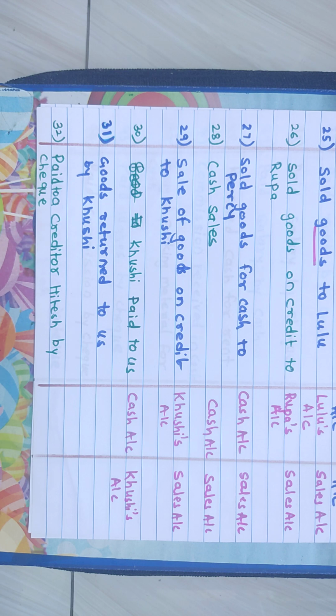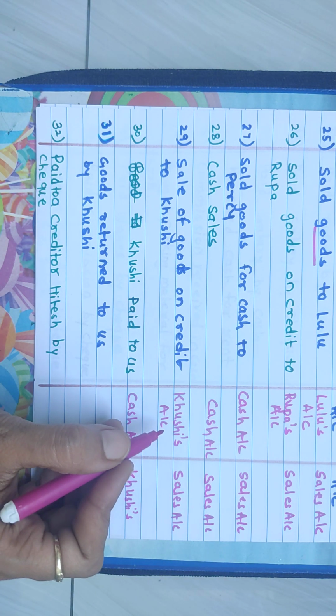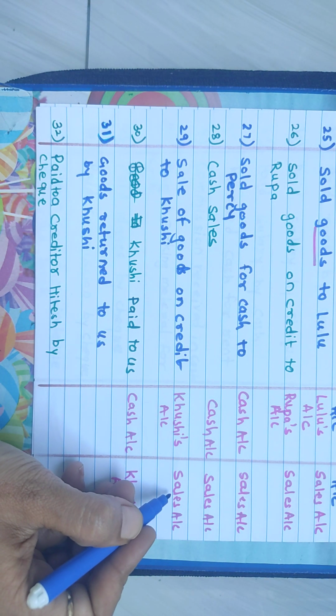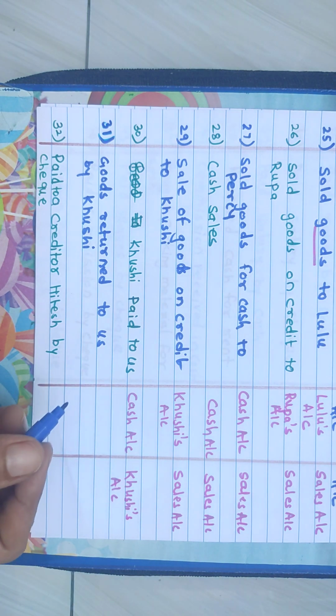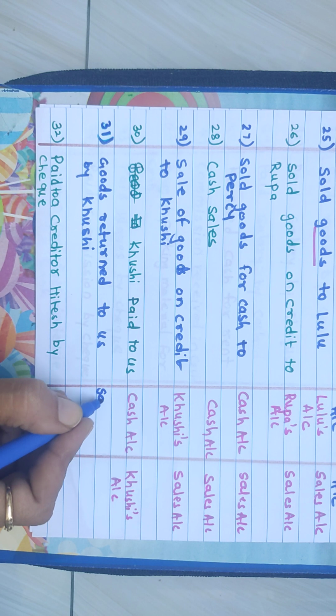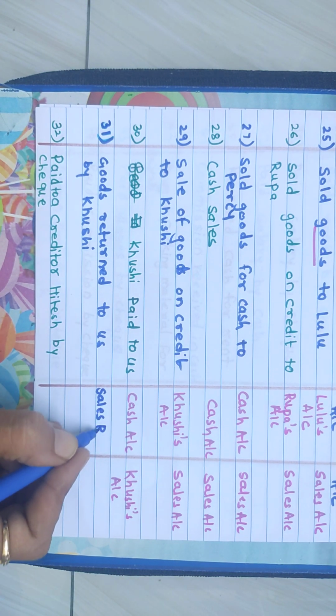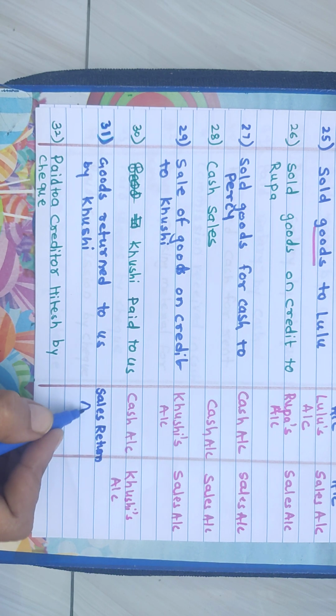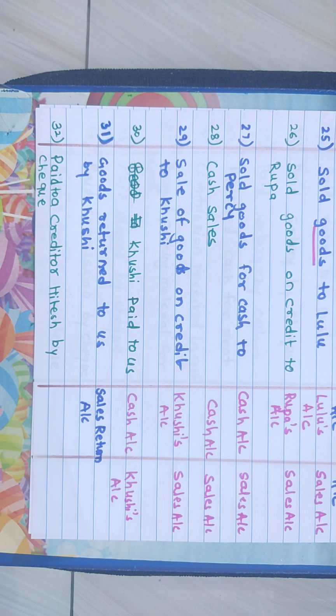Now goods returned to us by Khushi. See, when we sold goods to her, Khushi's account is debited and sales account is credited. Now when she is returning some goods to us, sales return account will be debited. Sales return account will be debited. Or you can also write return inward.